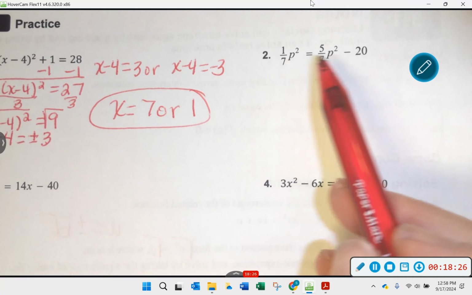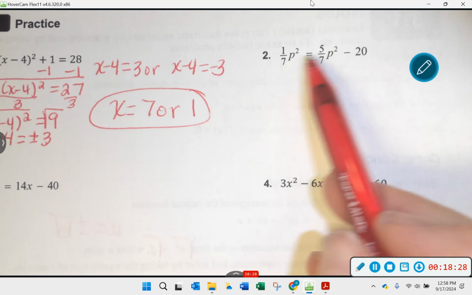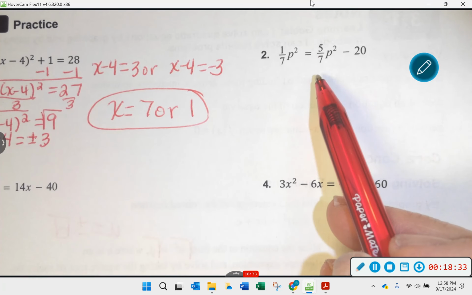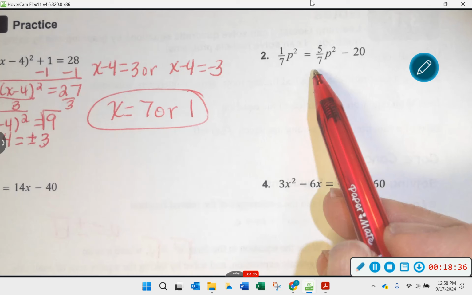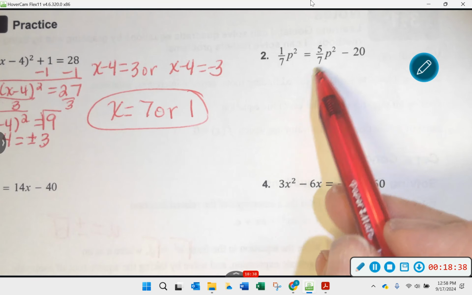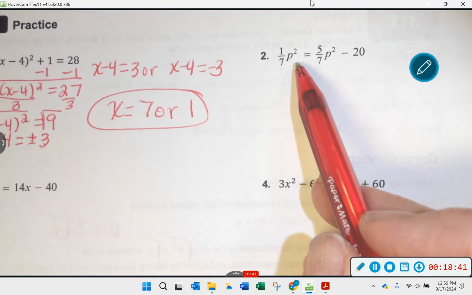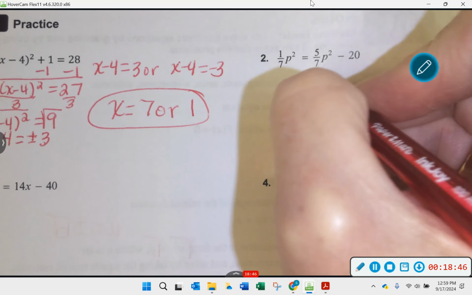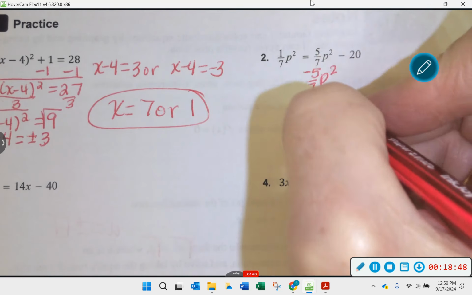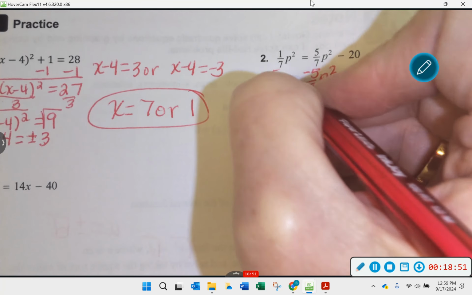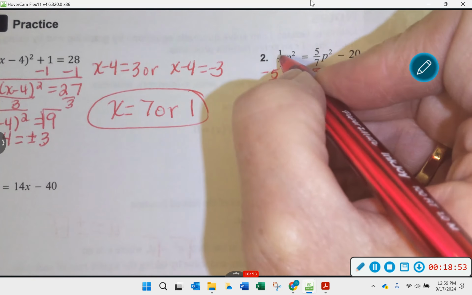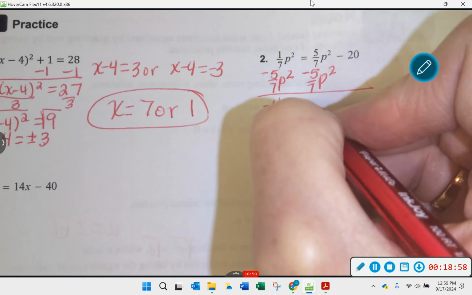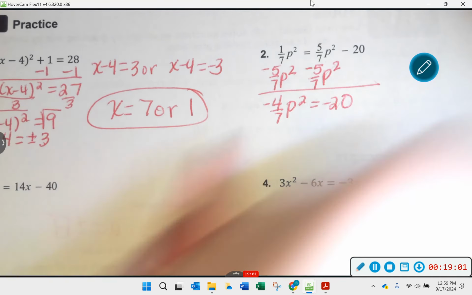All right, number 2. This looks like it's going to be something where we can take the square root. We'll have to see what happens. All right, so what are we going to do first to make this work? I want to get the p squareds together. So what could I do? Subtract, good. Somebody whispered that. So I'm going to subtract 5/7 p squared from both sides. So 1/7 minus 5/7 is -4/7 p squared equals -20.